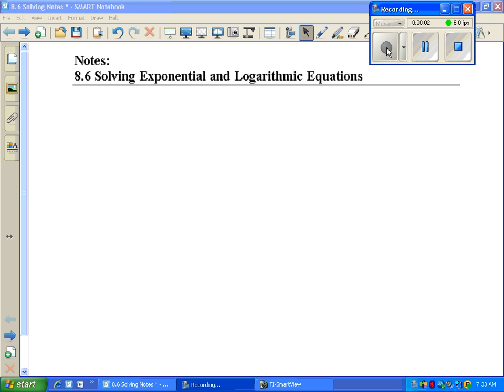So let's get started. 8.6, solving exponential and logarithmic equations. We want to solve equations now. With all this information we've learned about exponents and logarithms, how do I solve these algebraically without having to go to my calculator and find intersection points or anything like that? Here we go. This is how we're going to start this.